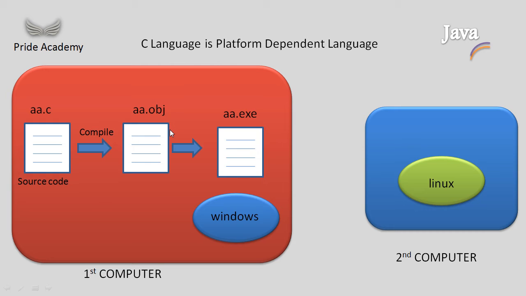If you see, this is the first computer, which has the Windows operating system, and the object file which is created is specific to this operating system, to this platform. It totally depends upon this platform. When the executable file is created by including some system files and library files, the executable file is totally dependent on this operating system. Once this executable file is created, it will get executed and we will get the output, but that executable file totally depends on this platform, this operating system.